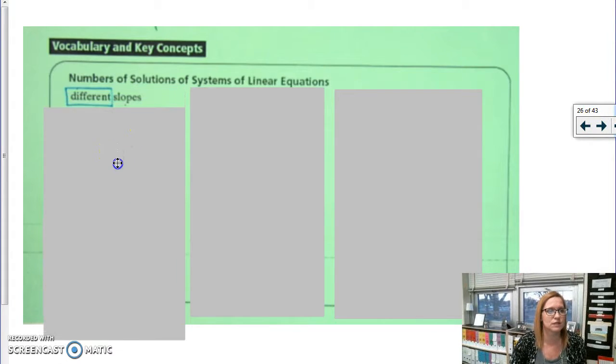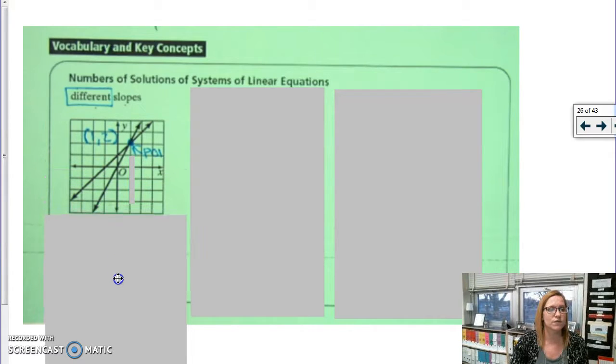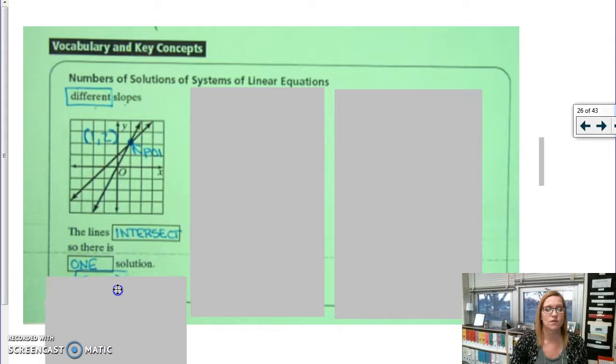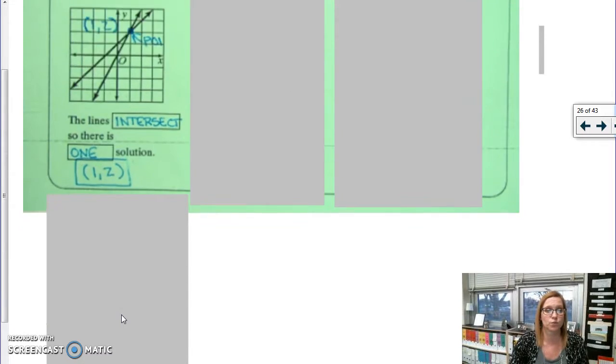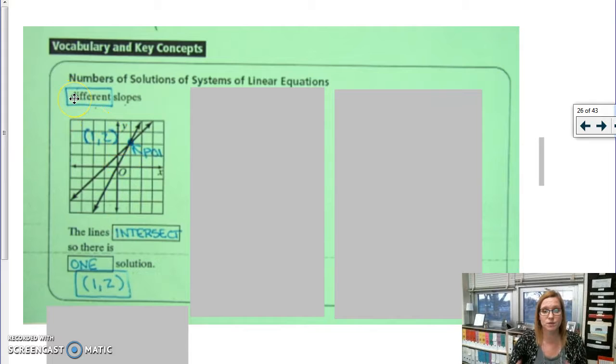So number of solutions of a system. If you have different slopes, your lines are going to eventually cross. So if the lines are going to cross, like in this one, you will have a point of intersection, which is right here at point 1 and up 2. So (1, 2) would be the solution. The lines intersect. There's only one solution of (1, 2). All right, so different slopes automatically would have only one point of intersection, which would be one solution, and you should be able to give me an ordered pair. So if I ask for the solution, you would tell me the solution of this system is (1, 2).